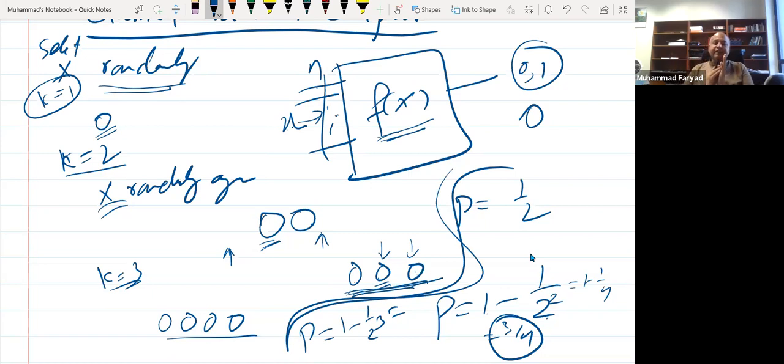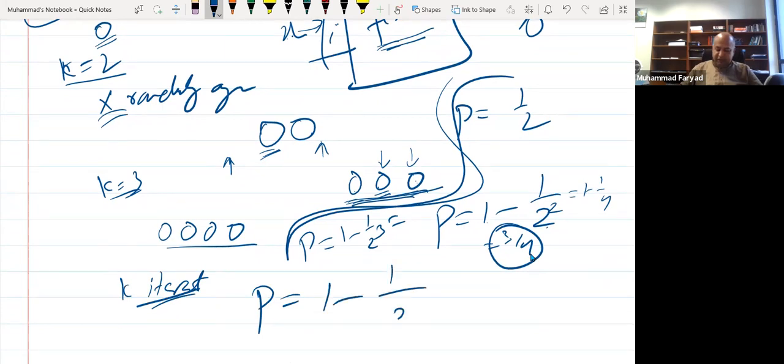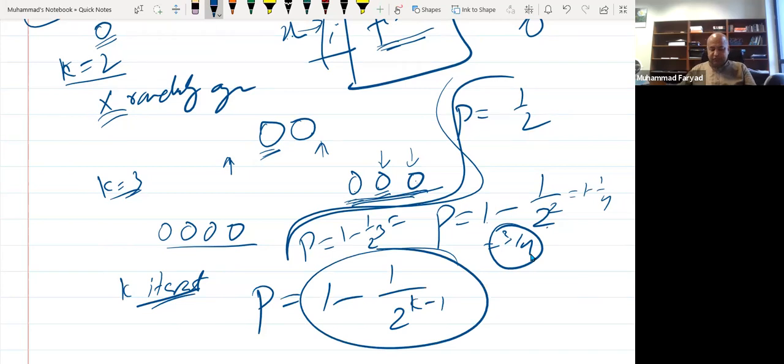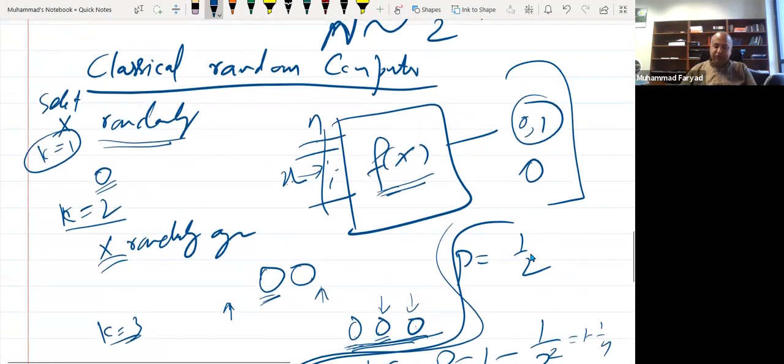And I can increase my confidence in the answer by simply increasing the number of iterations. So it means that after these k iterations, the probability of me getting a correct answer has increased to 1 minus 1/2^k, which is exponential in k. So this problem can be efficiently solved on a probabilistic classical computer.